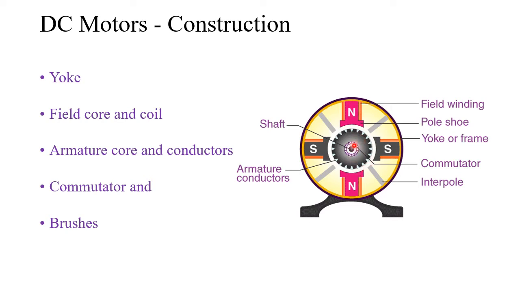And then you can see the commutator. The commutator is mounted on the shaft, and then here the brushes are noticed, which are placed on the commutator, right?